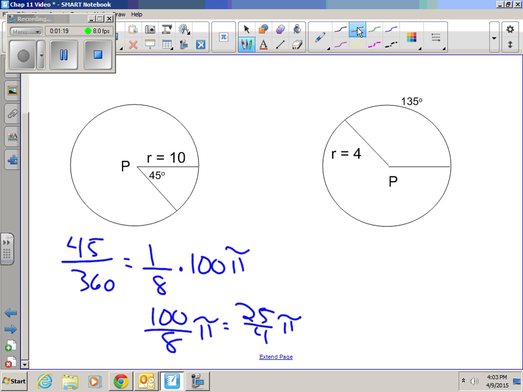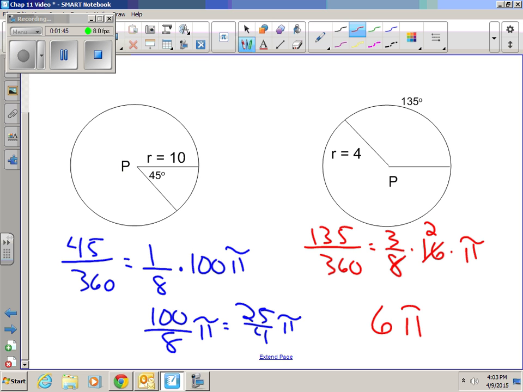Let's work on our second one now. We have a central angle of 135 over 360. That reduces to 3/8 times the area of the circle. Our radius is 4. 4 squared is 16 times pi. I can cancel my 16 and my 8 and get 2. The final answer is 6 pi.